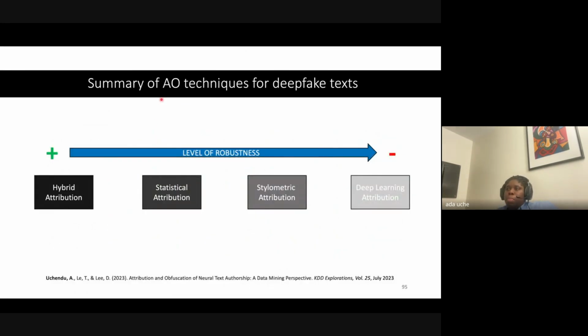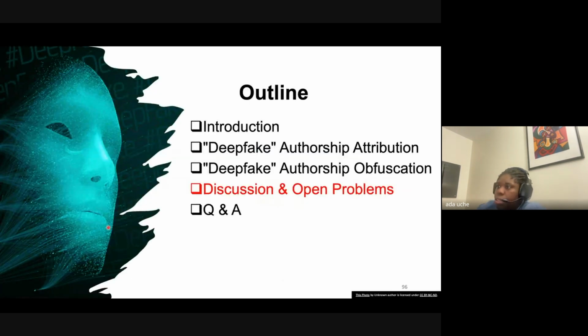So in summary, for the authorship obfuscation techniques for deepfake text, we find that hybrid attribution techniques, this is from the survey, are more robust, even though they are able to achieve similar performance as deep learning. They are more robust, and deep learning attribution is the least robust model. So now we discuss the open problems.